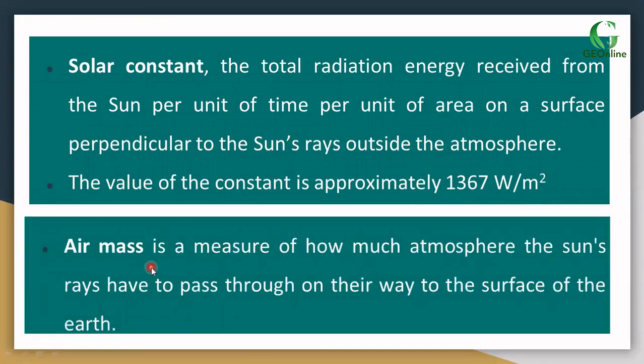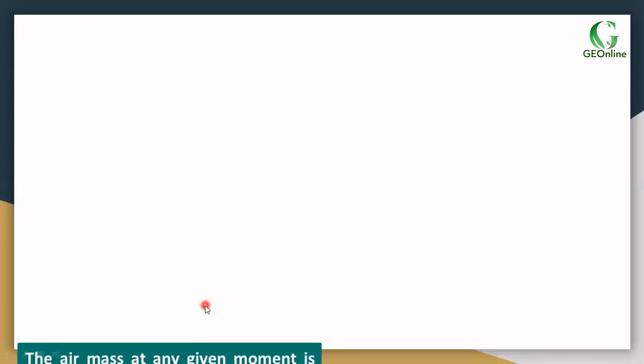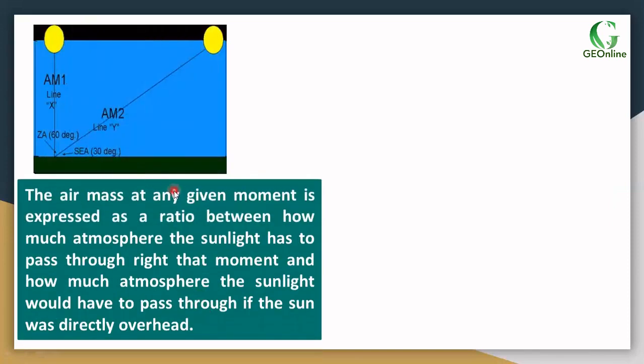Coming to air mass, it is a measure of how much atmosphere the sun's rays have to pass through on their way to the surface of the earth. So air mass is the ratio of how much atmosphere the sun has to pass through at a particular time and how much atmosphere the sun would have to pass through if the sun was directly overhead. So it's a ratio between two distances that the solar radiation has to cover before reaching the Earth's surface.